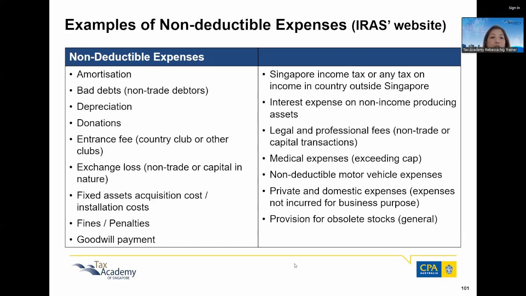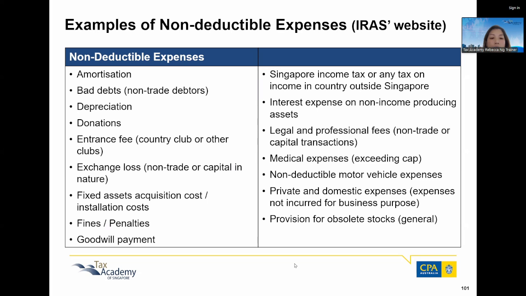And what are non-deductible expenses? Just now I mentioned amortization and depreciation. They are not deductible, so we will add back. If you have incurred depreciation, for qualifying or non-qualifying, it doesn't matter, just add back the depreciation and amortization. We also have statutory fines and penalties, and goodwill payment because it is capital in nature. Then any motor vehicle expenses that are of a private nature, and S-plated cars, are all not deductible, we have to add back.